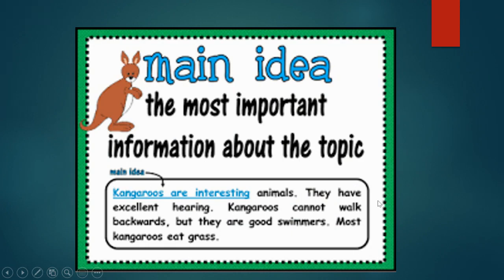Here we have a blurb about kangaroos, so we are going to read that and determine the main idea. Kangaroos are interesting animals. They have excellent hearing. Kangaroos cannot walk backwards, but they are good swimmers. Most kangaroos eat grass. So our main idea is actually in our first sentence, and it is that kangaroos are interesting. And then we have the following sentences that are supporting details to the main idea, which back up the main idea.